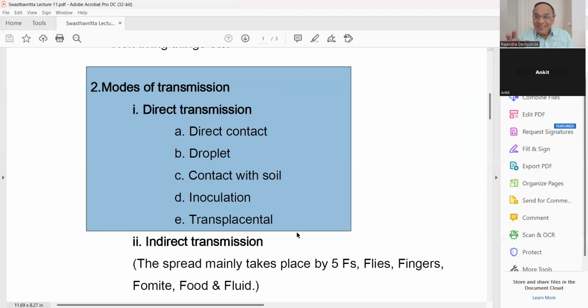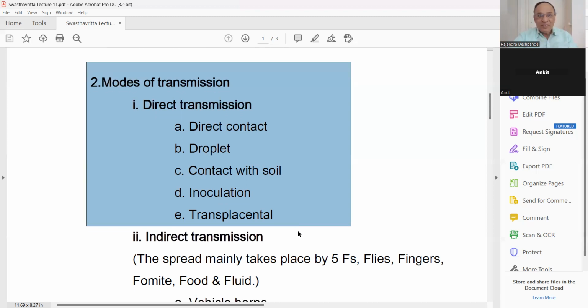Transplacental. You know the placenta? We have learned it in Stri Roga Prasuti Tantra. The mother and fetus are connected with the placenta. So infection can pass. For example, HIV infection can come to the baby. Hepatitis B infection can come to the baby from the mother. Just remember these examples also.